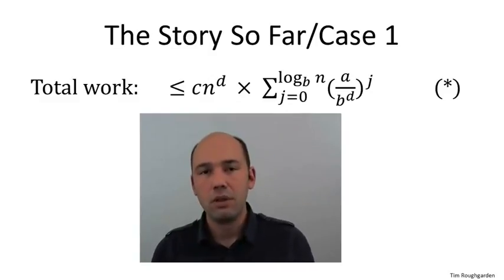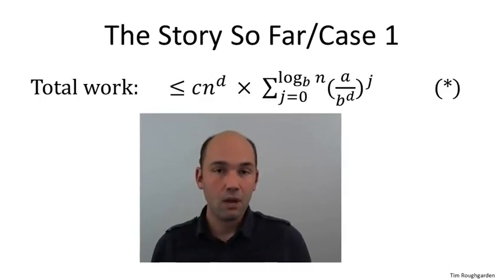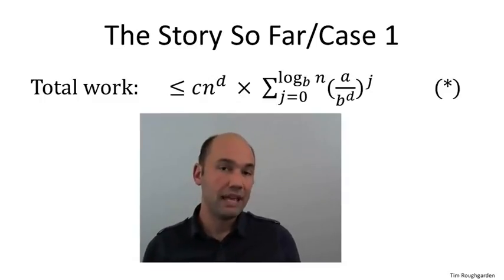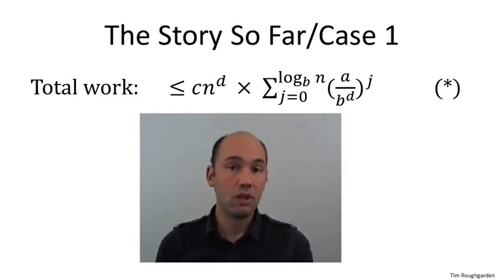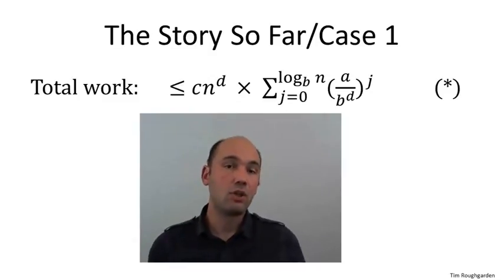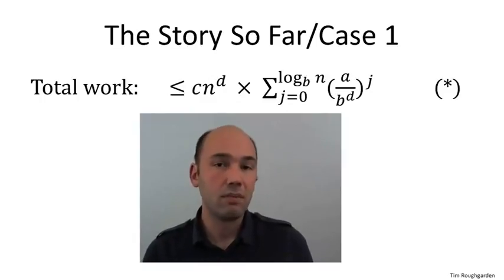of recursion trees. Those in which a equals b to the d, and therefore the amount of work is the same at every level. Those in which a is less than b to the d, and therefore the amount of work is going down with the level. And those in which a is bigger than b to the d, in which case the amount of work is growing with the level. This gave us intuition about the three cases of the master method, and even gave us predictions for the kind of running times that we might see.